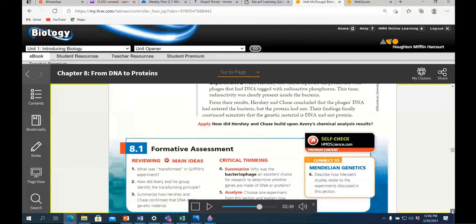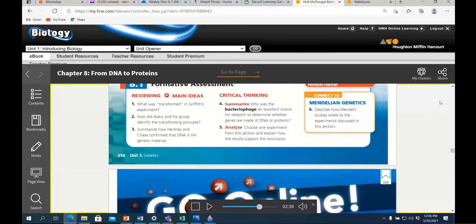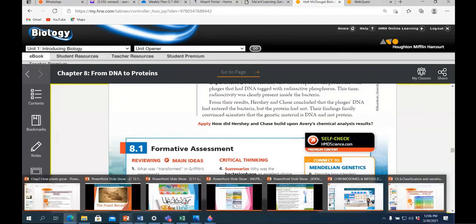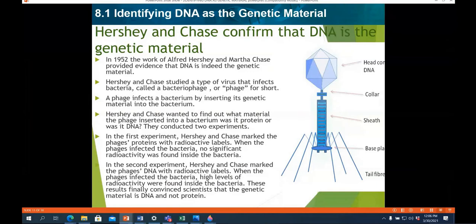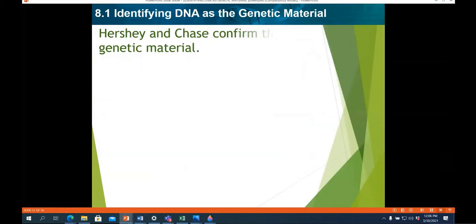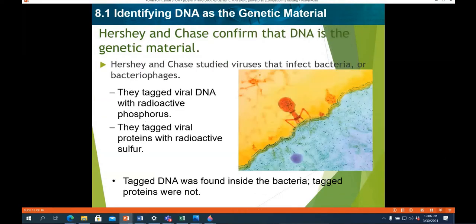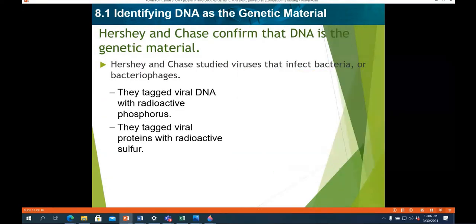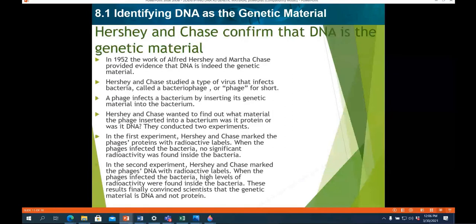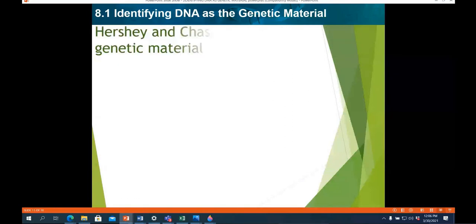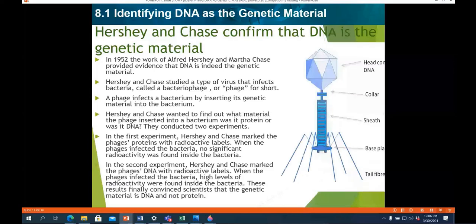Clear, ladies, about the Hershey and Chase experiments? Any doubts or questions? Clear, Aisha, Jenna, Hala, Musab, Alia, Gadi. Clear. Any doubts or questions? No. Can someone read out the information from the slide? I can read. Go ahead.